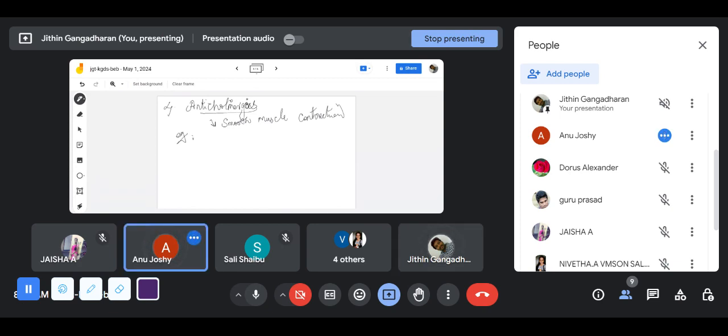You are correct. Just continue. Bronchial smooth muscle. We have studied that in respiratory pharmacology. Very good, very good. At least you remember that.